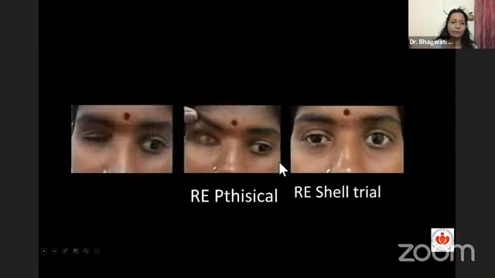Now, this is a patient who is having a phthisical right eye. You can see the conjunctivalization of the cornea there. So we gave her the shell trial and she was able to tolerate the shell and she was quite happy with the shell. And so we asked her to continue it.